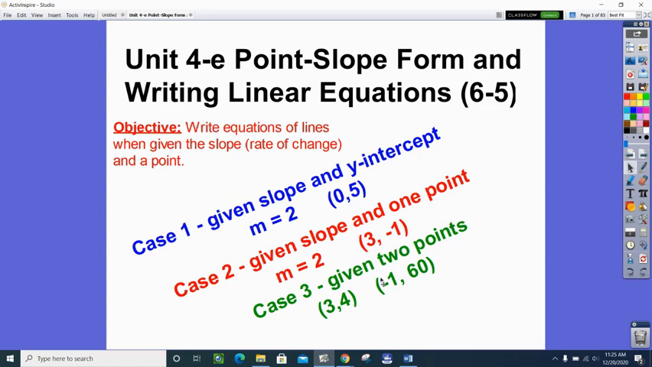Our next video will go even further. What if we don't have that rate of change? What if we don't have the slope? So today we're kind of on this red case.